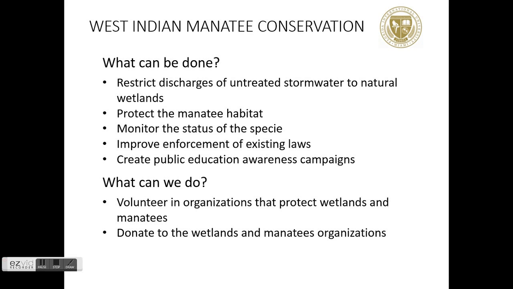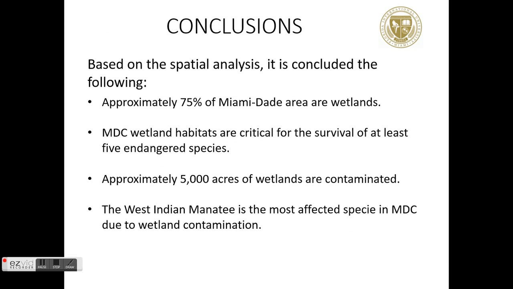Based on the spatial analysis, it is concluded the following. Approximately 75% of the Miami-Dade area are wetlands. Miami-Dade County wetland habitats are critical for the survival of at least 5 endangered species, which are the Everglades snail kite, the hairstreak, the seaside sparrow, the American crocodile, and the West Indian manatee. The West Indian manatee is the most affected species in Miami-Dade due to wetland contamination.